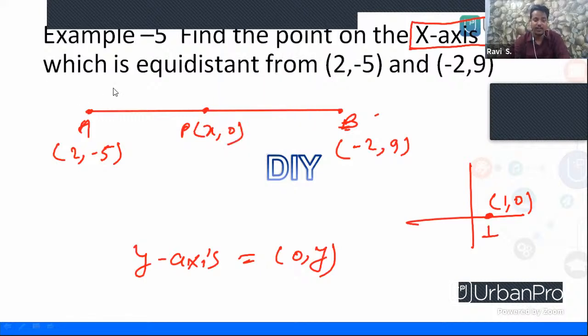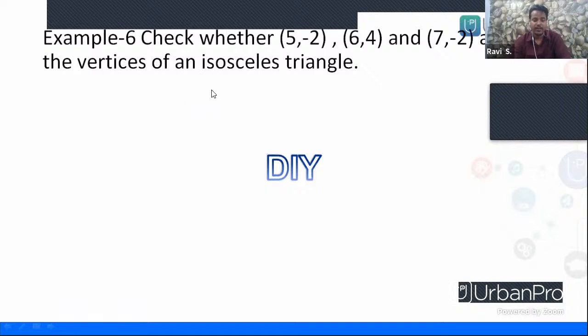Let me give you some other concept now. What is given here, guys? We have to check whether the points (5, -2), (6, 4) and (7, -2) are the vertices of an isosceles triangle or not. So let me tell you what an isosceles triangle is. Everyone knows what an isosceles triangle is?